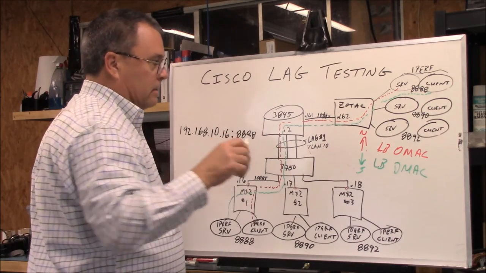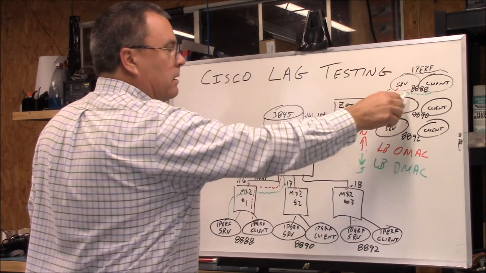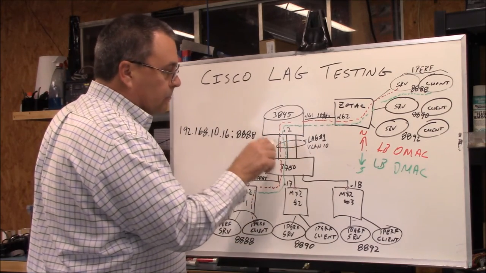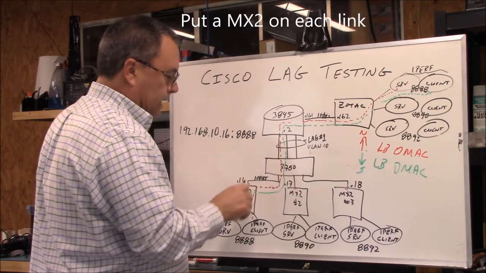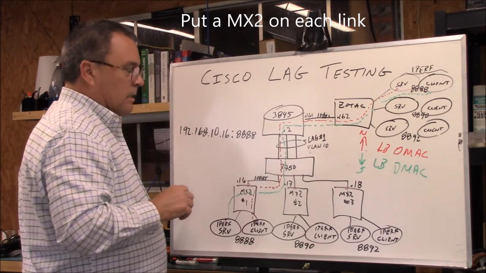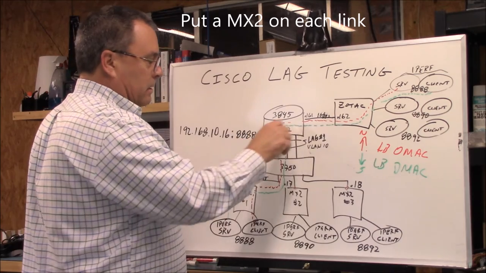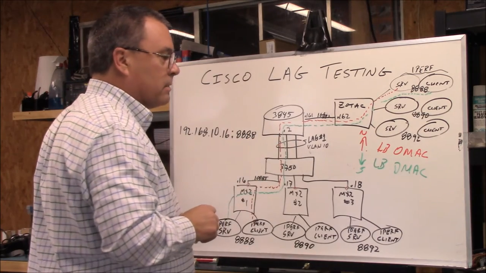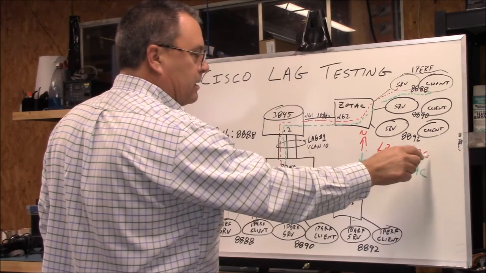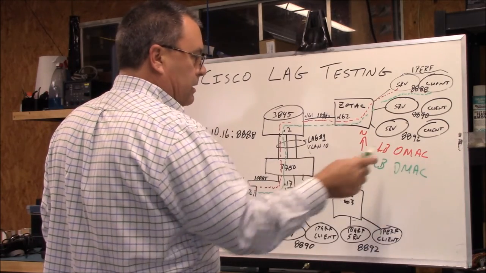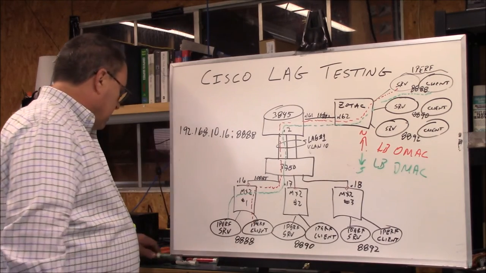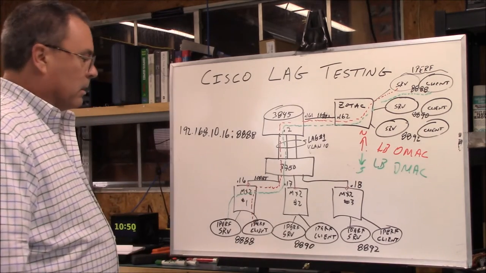So the theory is, on the southbound traffic, it should do the exact same thing. It should just load balance across each one. We're going to test that to make sure it works. I believe this is default, this originating MAC, and this one we had to set. So we're going to test that and see how that works.